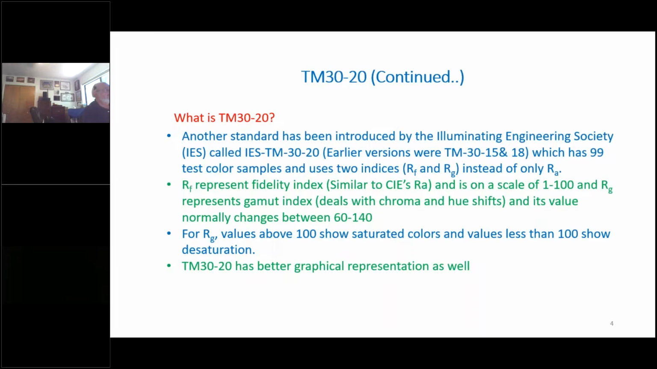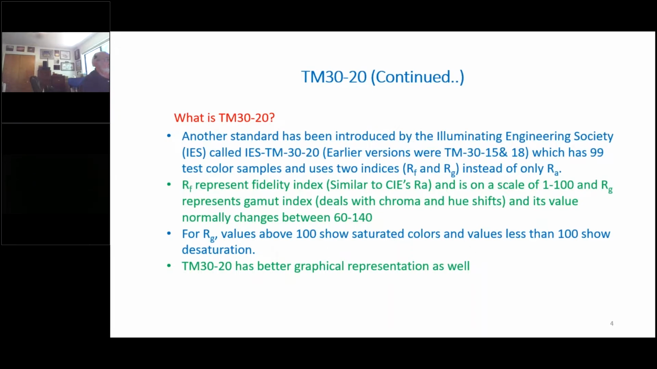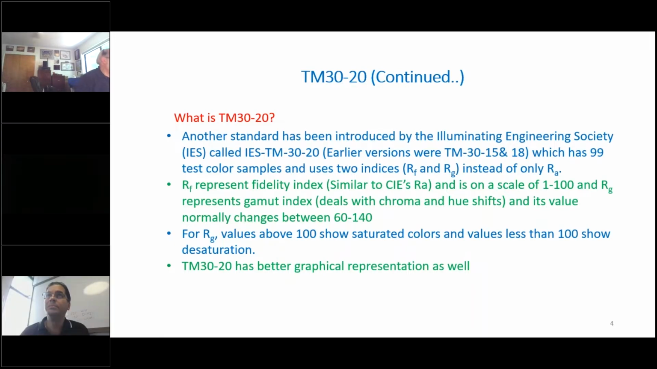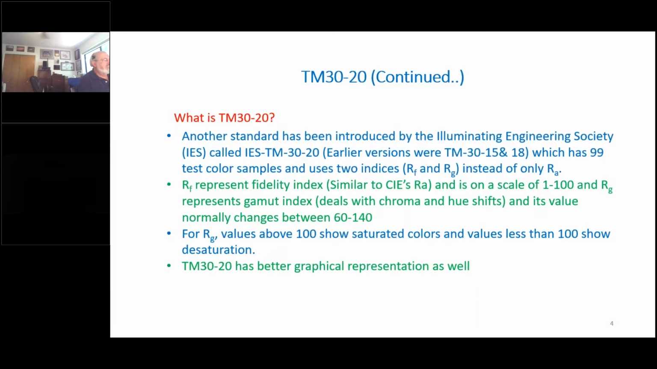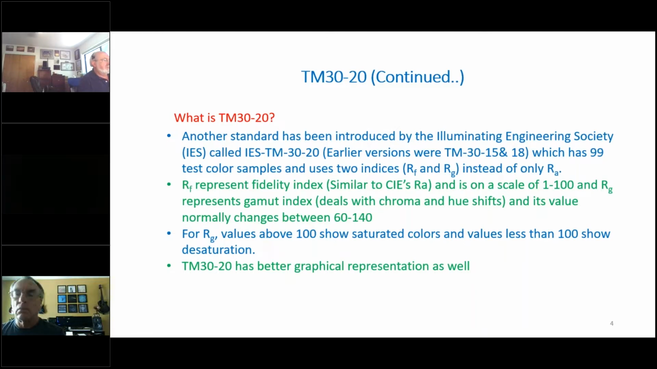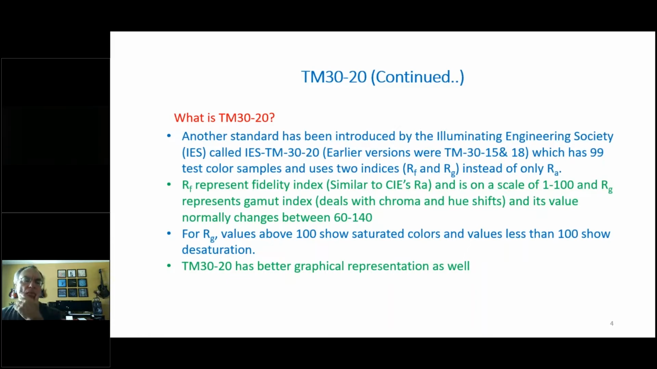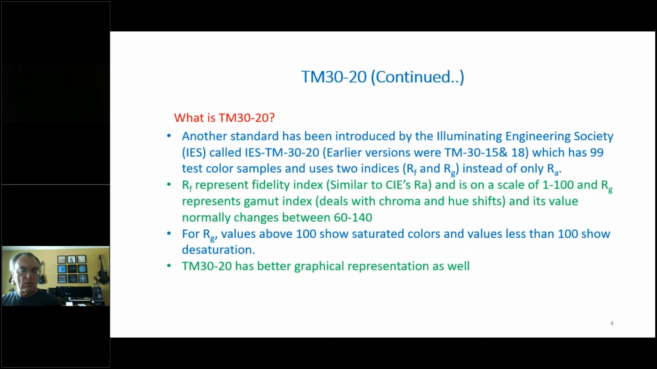So instead of just one value, RA, it has RF and RG. RF is similar to RA of CIE. It's a fidelity index and it's a scale of 1 to 100. And RG represents the gamut index, which deals with chroma and hue shifts. Its value could change between 60 and 140. If a value of RG is more than 100, it means saturated colors. And if it is under 100, it means desaturated colors. So it gives some more complete information.